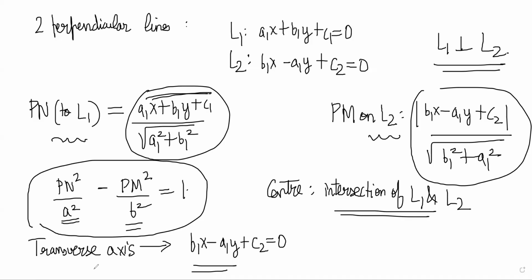So, if the transverse axis is this line, and we know the center is basically the intersection of L1 and L2, you can say that the equation of the foci will come.